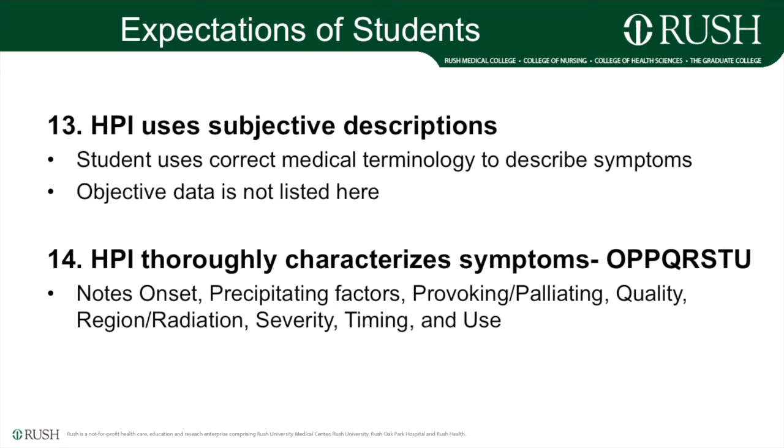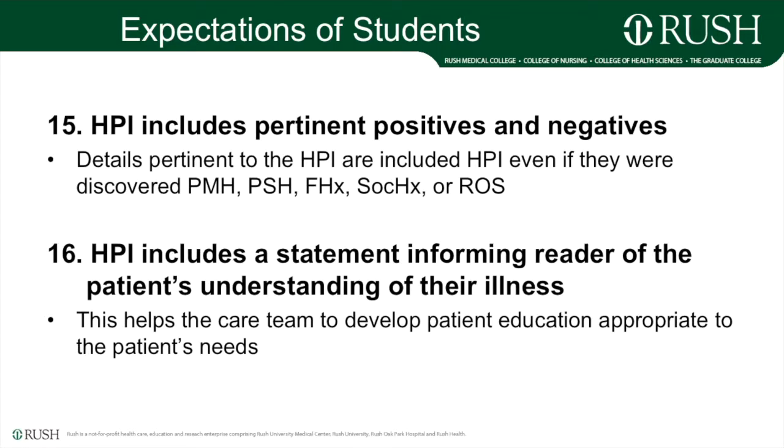The HPI should use subjective descriptions as well as correct medical terminology. No objective data should be listed here. The HPI should also thoroughly characterize the patient's symptoms using the OPPQRSTU acronym. The HPI should include pertinent positives and negatives gathered in the patient's past medical history, past surgical history, family history, social history, and review of systems. Lastly, the HPI should include a statement informing the reader of the patient's understanding of their illness. This will help the patient's care team to develop an appropriate patient education plan.